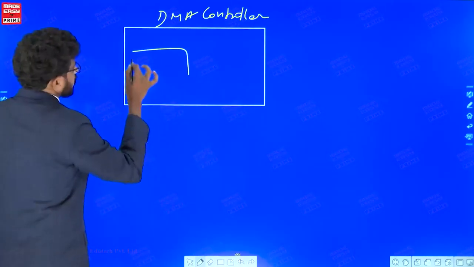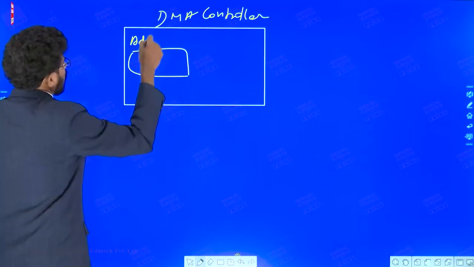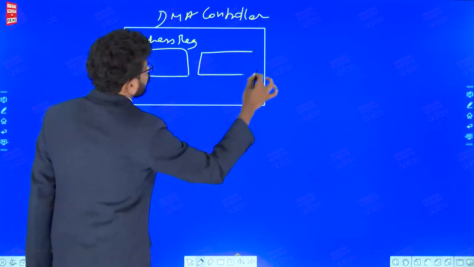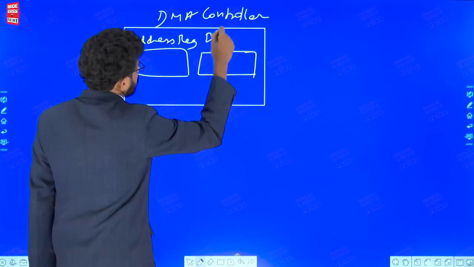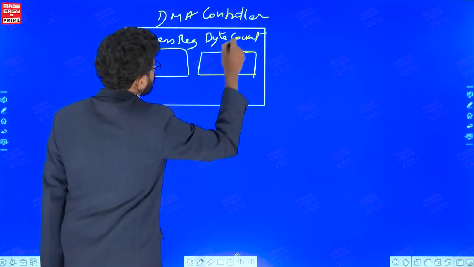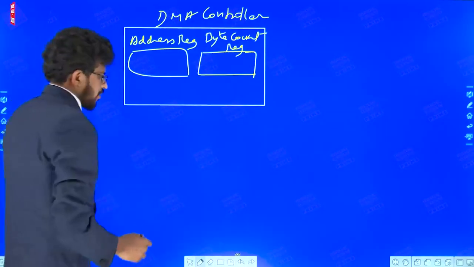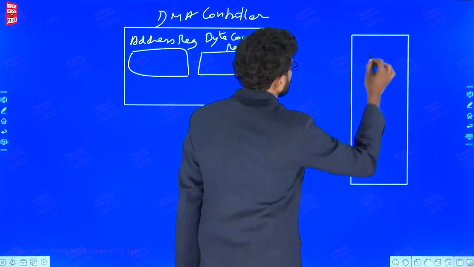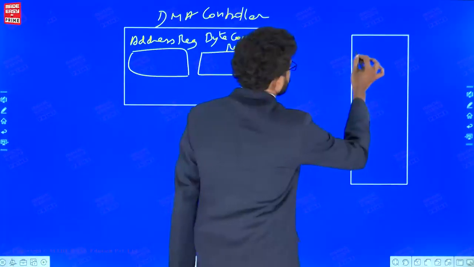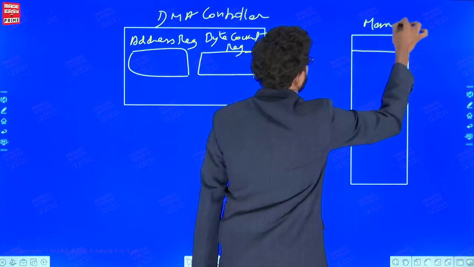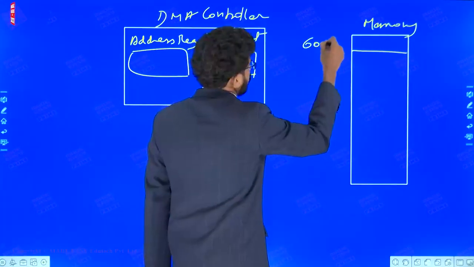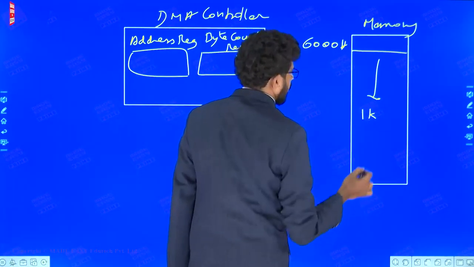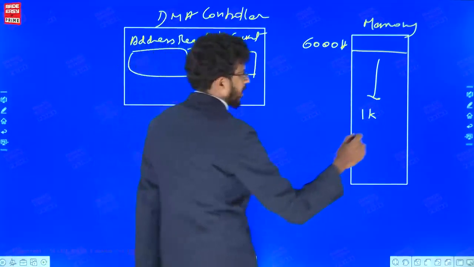It contains 2 important registers. One is called the address register. The other one is the byte count register. For example, say that you want to transfer the data from some memory location. Let us say the location is 6000H. You want to transfer some 1K data, 1 kilobyte of data.